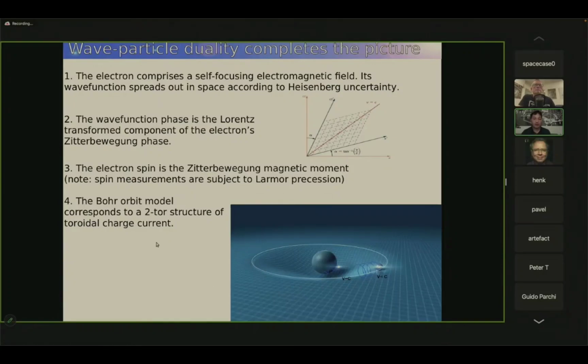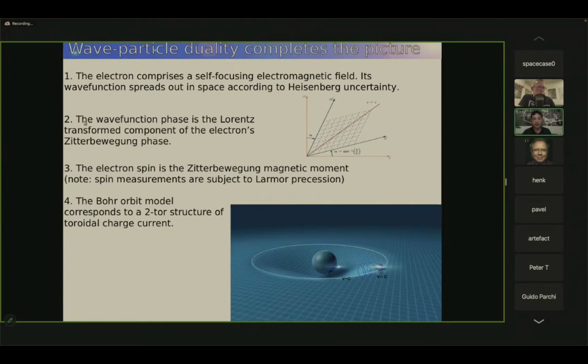What else is important? We can also understand right away what the electron spin is, because when you have the Zitterbewegung motion, it has an associated magnetic moment, and the electron spin is nothing else but the magnetic moment associated with this Zitterbewegung motion. So we can very precisely understand what the electron spin really means.